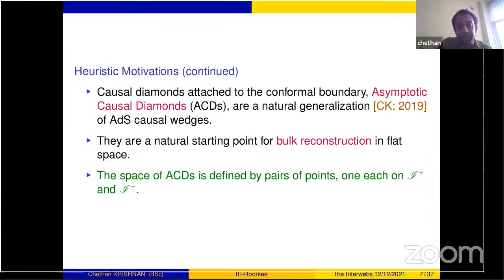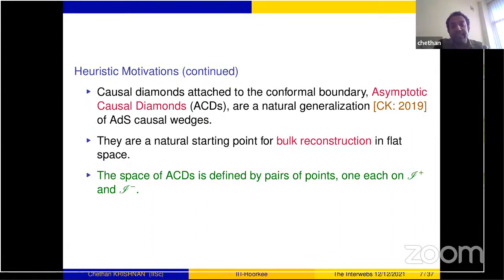And the final thing, which is what I mentioned in my paper from a couple of years ago, is the point of view of bulk reconstruction or bulk locality. The idea is that just like you have AdS causal wedges from which you can reconstruct things from the boundary, you can attach causal diamonds to the conformal boundary of flat space. These asymptotic causal diamonds, so to speak, are a natural generalization of AdS causal wedges, and a natural starting point for bulk reconstruction in flat space.